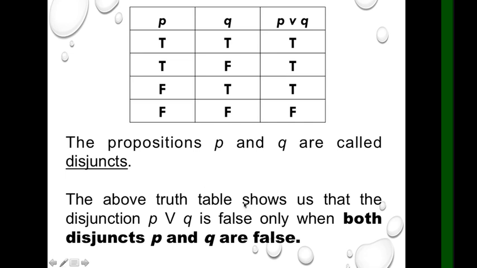The above truth table shows us that the disjunction P or Q is false only when both disjuncts P and Q are false. So magiging false lang siya kapag ang hypothesis at ang conclusion ay parehong false.